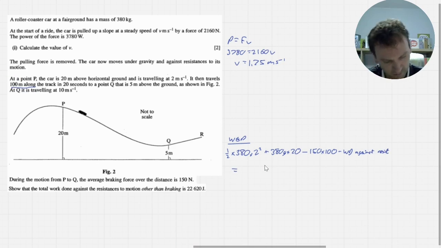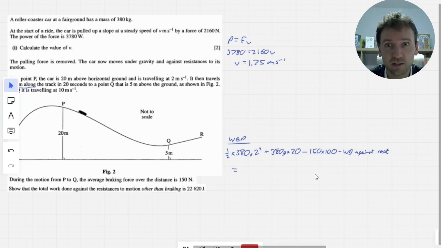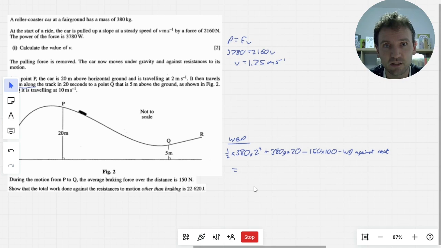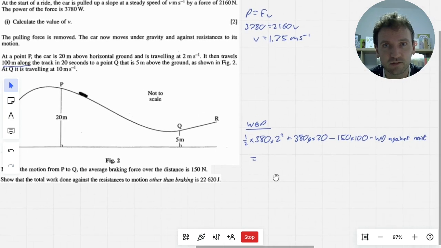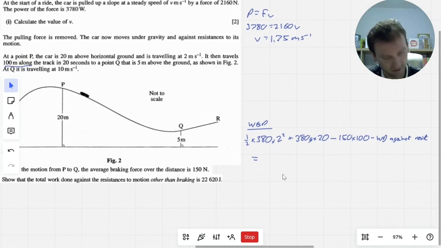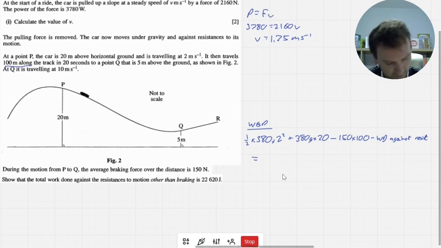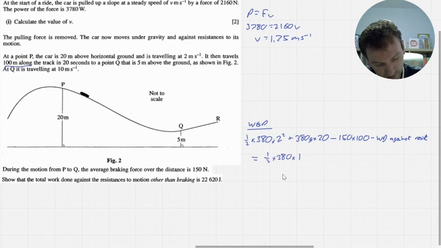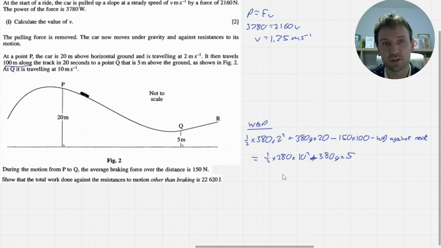is equal to the final energy, which is just going to be the final kinetic energy and our final gravitational potential energy. So our final kinetic energy is just going to be half times 380 times 10 squared, and our final gravitational potential energy, so that's a plus, is 380g times our height above the ground at that point. At this point, rearrange and you'll get that your work done is 22620 joules.